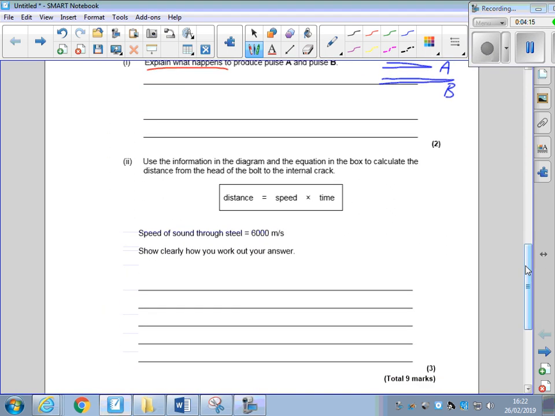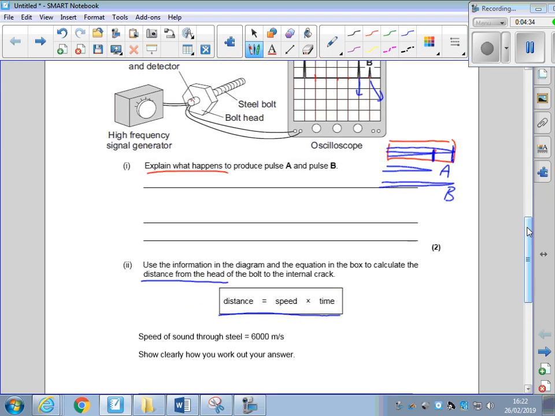Okay, and then finally we get to the last bit of the question: use information in the diagram and the equation. At least they give you a rearranged speed equation. They give you distance is speed times time, and we want to work out the distance from the head of the bolt to the internal crack. So what we're working out is this distance from here to here. That's what they're asking us to find out.